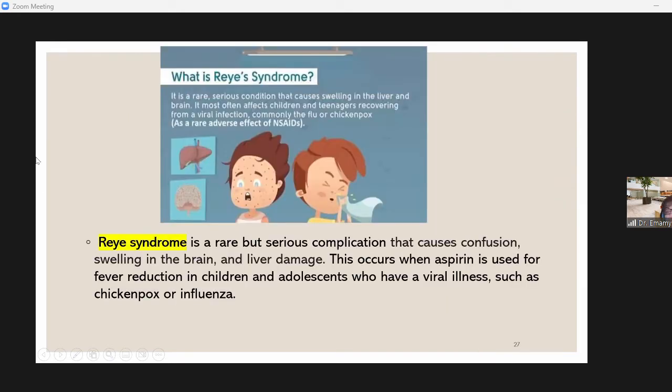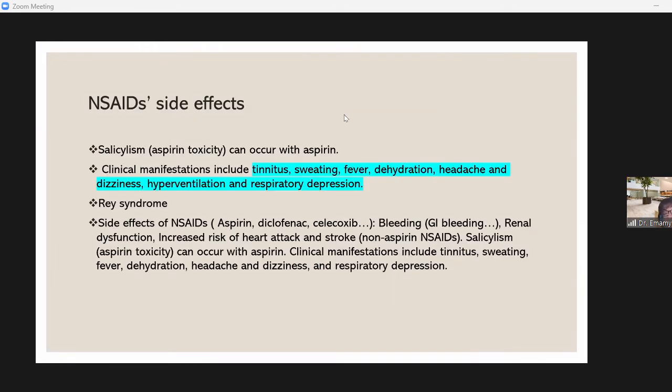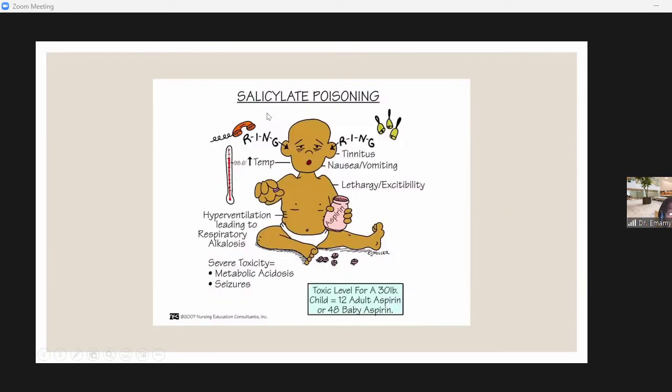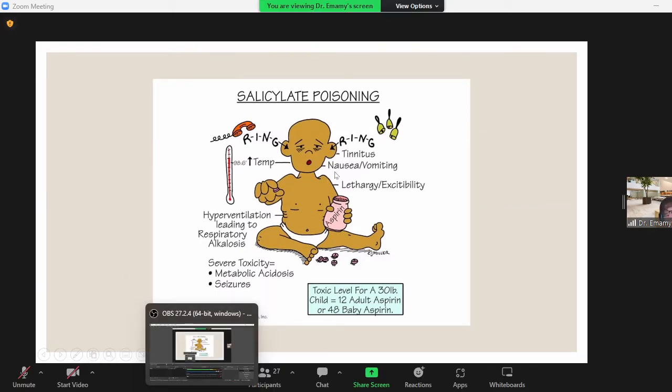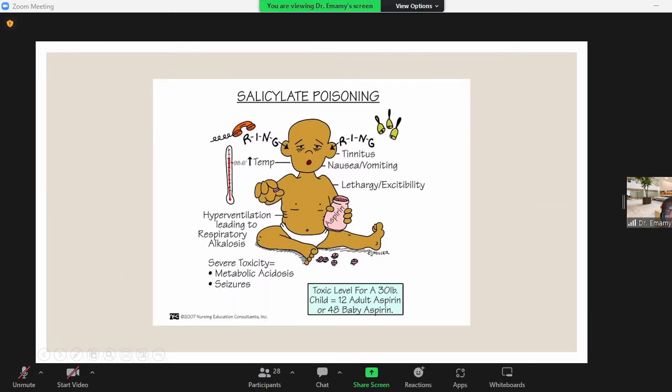What happens if a patient swallows plenty of aspirin tablets by mistake or, for example, for suicide? Then the patient develops salicylism. Salicylism is aspirin toxicity. Signs and symptoms of salicylism: the patient has tinnitus, headache, dizziness, fever, don't forget fever. So if a patient has salicylism, the patient has fever, not low body temperature.